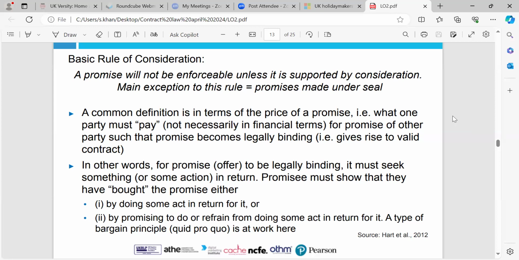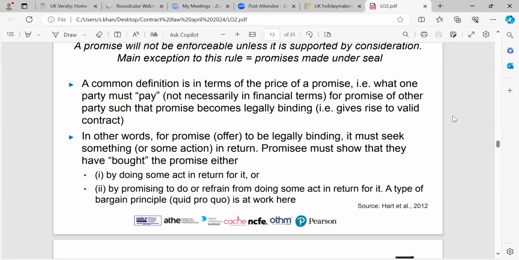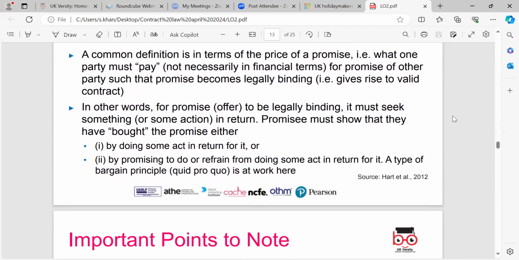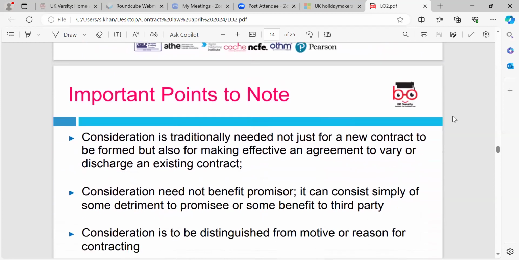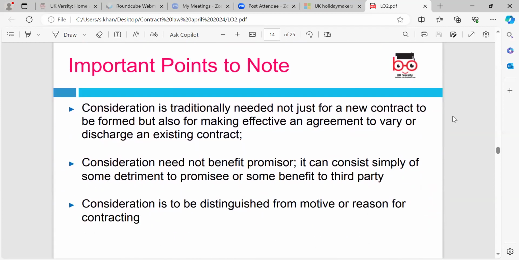In other words, for a promise, which is an offer, to be legally binding, it must seek something or some action in return. The promisee must show that they have bought the promise either by doing some act in return for it, or by promising to do or refrain from doing some act in return for it. A type of bargain principle, quid pro quo, is at work here. So consideration is traditionally needed not just for a new contract to be formed, but also for making effective an agreement to vary or discharge an existing contract.